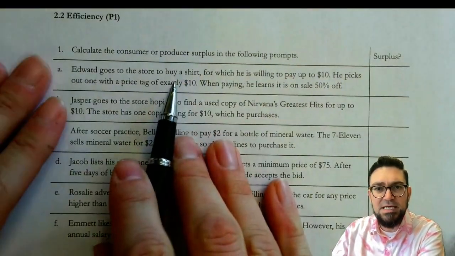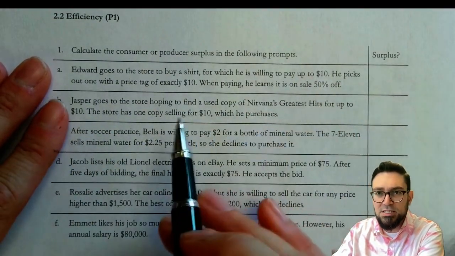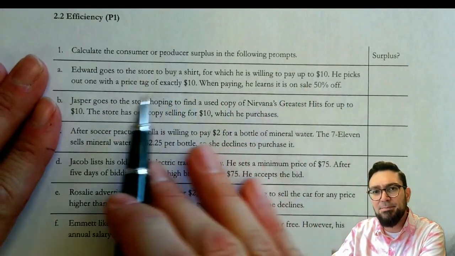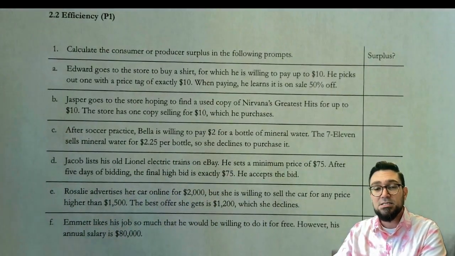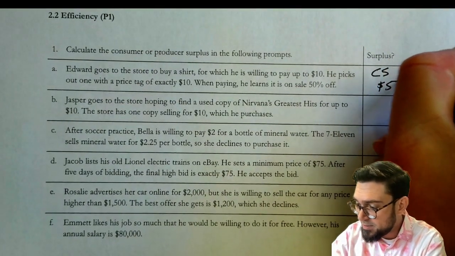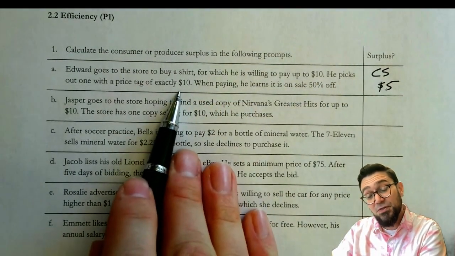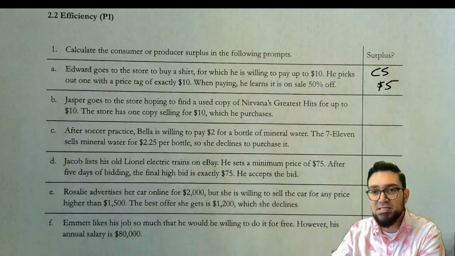So this first problem says Edward goes to the store to buy a shirt, and we're calculating consumer or producer surplus. He says he's willing to pay up to $10. He picks one out for exactly $10, and then he pays and learns it's 50% off. So his consumer surplus, because he's the buyer, was $5. Right? He was willing to pay $10. He actually thought he was going to pay $10, but he ultimately only paid $5. So we say his consumer surplus is 10 minus 5.